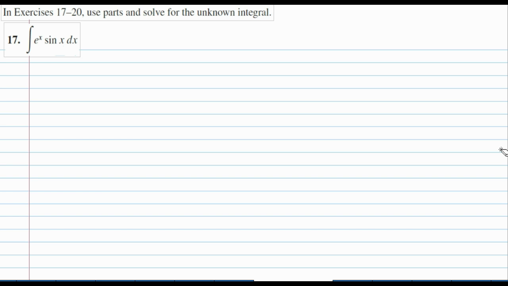I told you that it doesn't really matter what u or dv is in this cyclical situation, where taking the derivative of e to the x or sine of x would not produce something a little bit easier to work with. Since in example 4 I made u cosine of x, I'm going to make u e to the x this time. And then that means dv is sine of x dx.